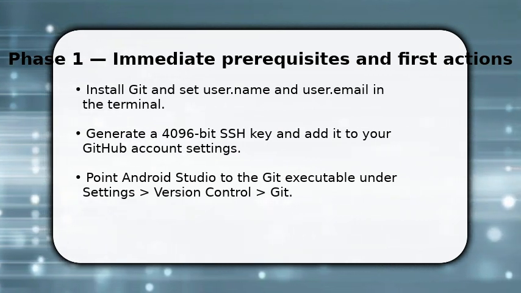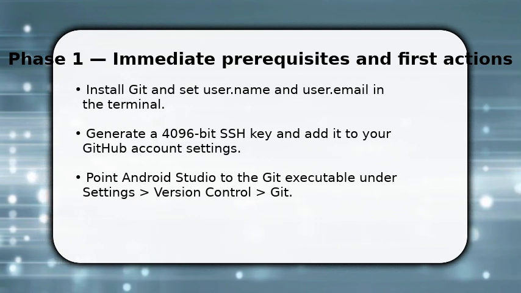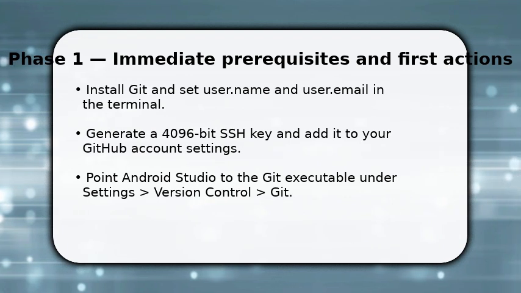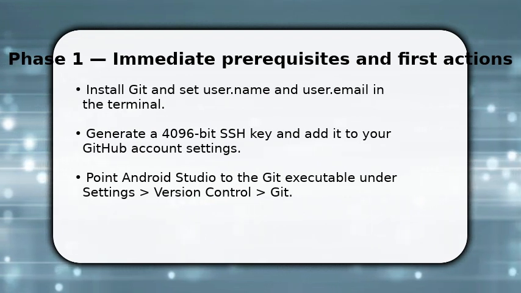Copy the public key and paste it into GitHub under Settings, SSH and GPG keys. Finally, open Android Studio and point it to your Git executable under Settings.